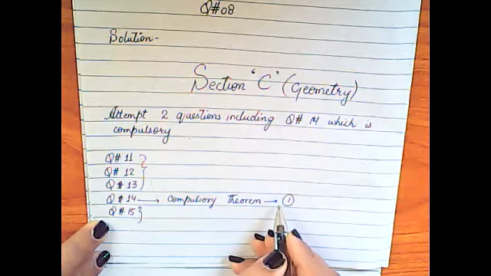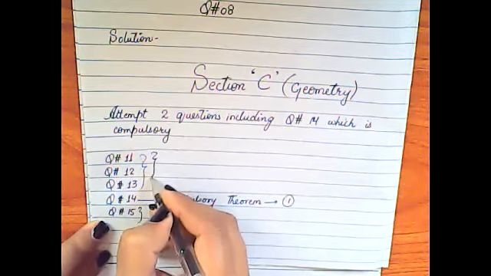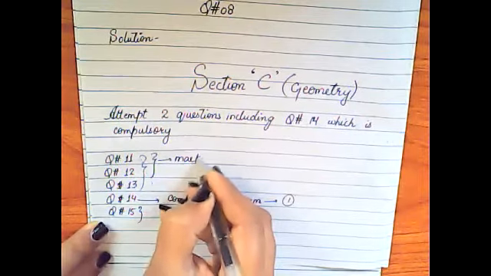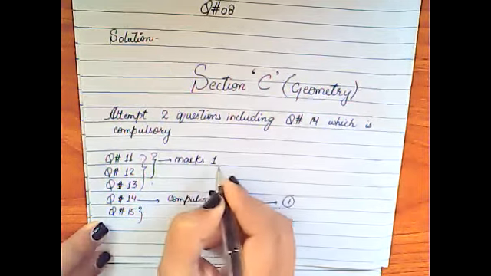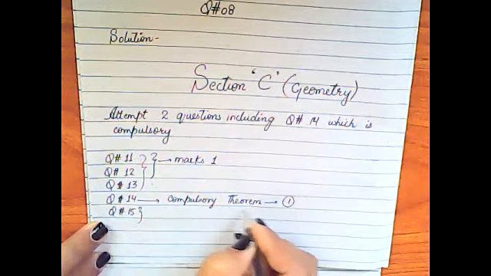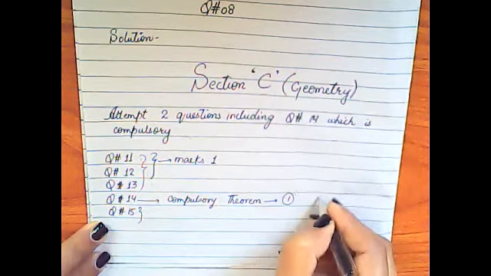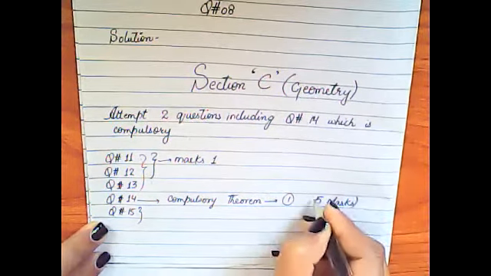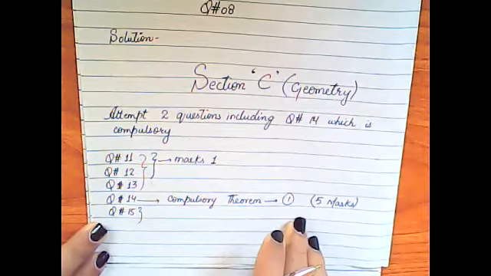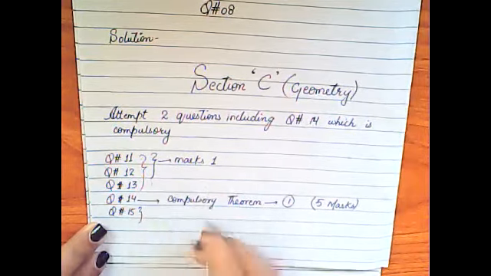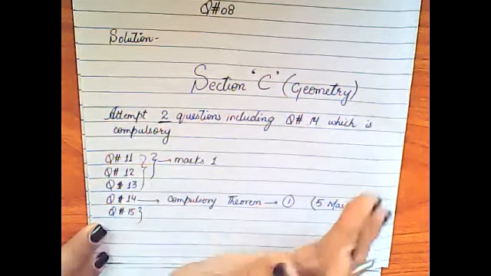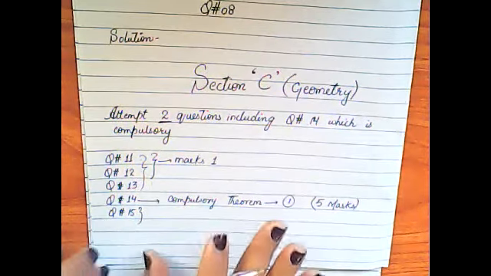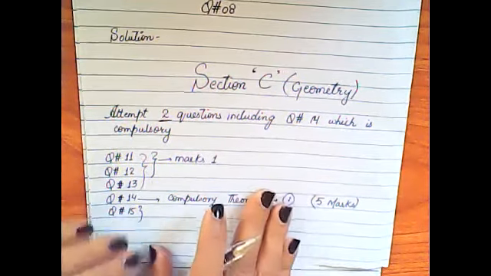If you do not attempt the theorem and attempt any two other questions, we will give you marks for only one question, because the theorem is compulsory, which carries 5 marks. Theorem always carries 5 marks and it is compulsory, so you have to attempt the theorem along with one more question. In this way your two questions will be complete. Now this is the end of the explanation. I hope it is clear to all.